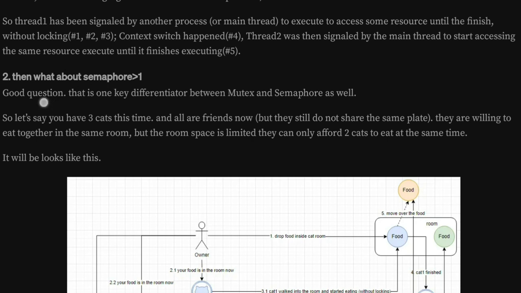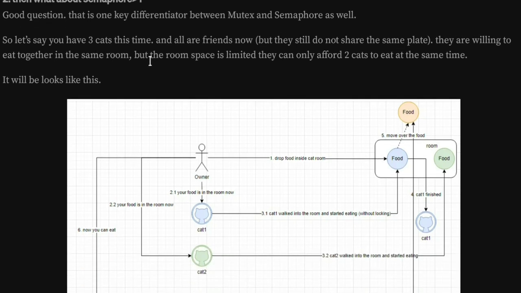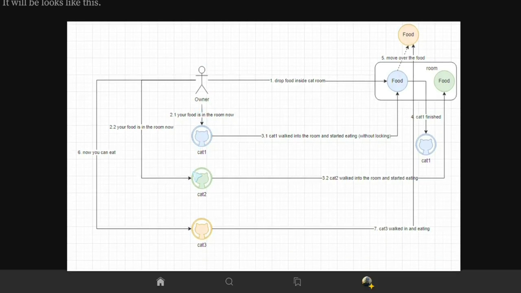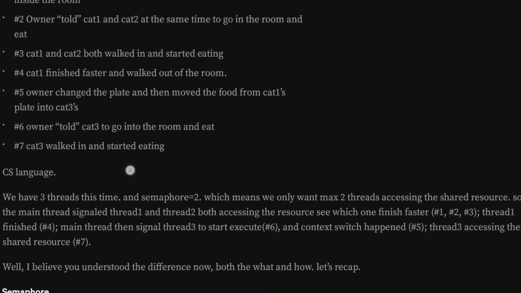Then what about a semaphore bigger than 1? Good question. This is the key difference between mutex and semaphore as well. So let's say you have 3 cats this time and all are friends now, but they still do not share the same plate. They are willing to eat together in the same room, but the room space is limited. Okay, we get the idea. A semaphore is using numbers in order to synchronize between the threads.